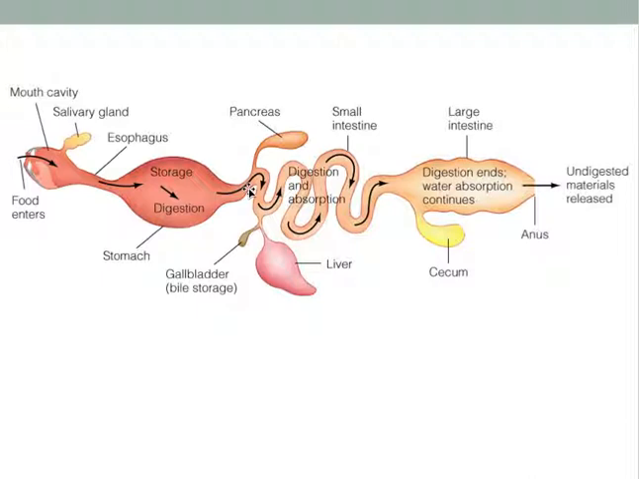You then enter into the small intestine, where you have the pancreas playing a role, both the liver and gallbladder playing a role. Then you have both digestion and absorption in the small intestine before it enters into the large intestine, where digestion ends and water absorption continues. And then you have undigested materials being released. So this final picture is a really good picture of digestion, which is way more of a complicated process than I think you would think of at first.